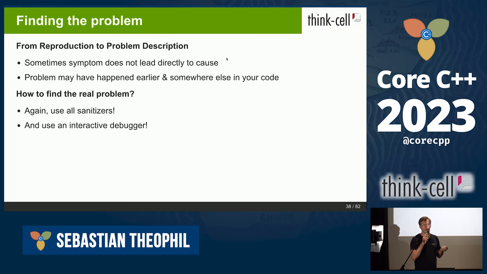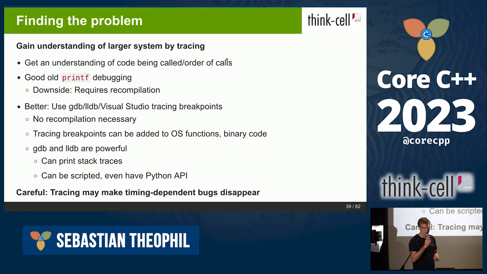And how do we find that location? And again, we can use all the sanitizers. We can use interactive debuggers. That helps a lot. But there are a lot of other tools we can use to quickly nail down the cause, the actual bug. A good technique that we use a lot is to first gain some understanding of a larger system that we're maybe not super familiar with by adding a lot of trace code. So you want to find out who calls what, in what order. And there's a good old printf debugging that we used to use a lot.